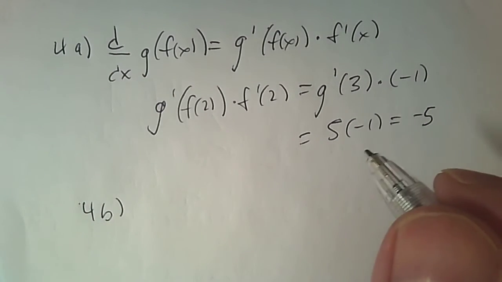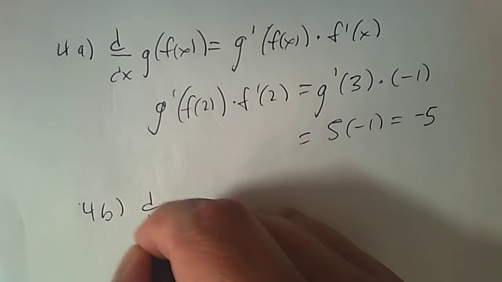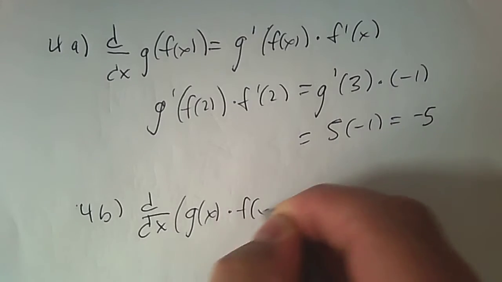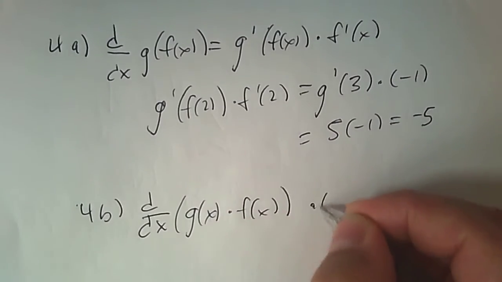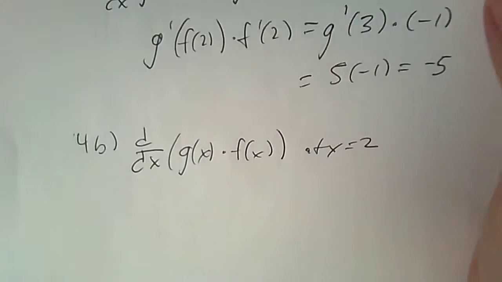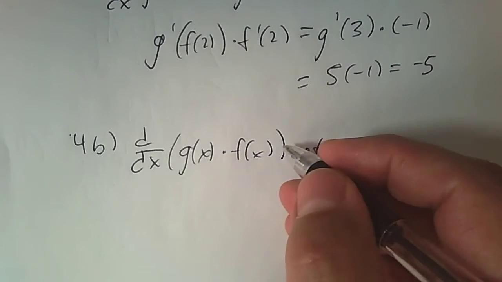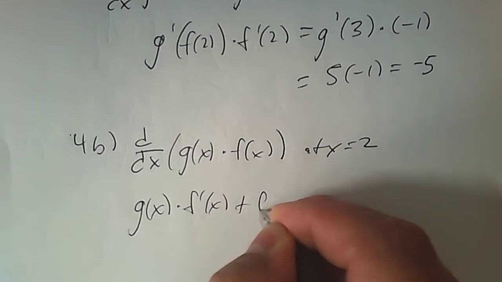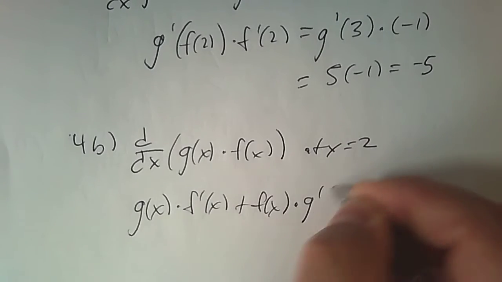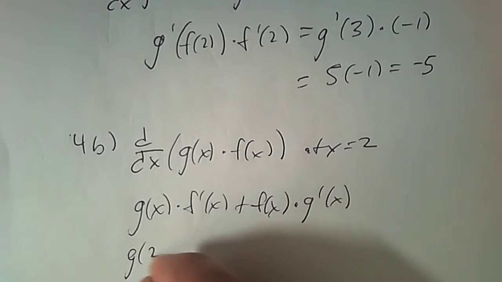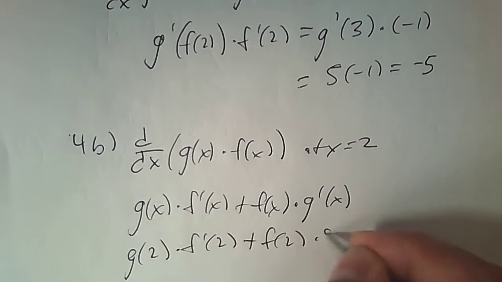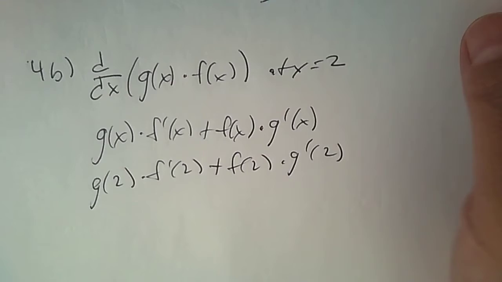4b. Here you're given a derivative, and do you know the rule to begin with? So g at x times f at x equals 2. For this one, this is obviously the product rule. What is the product rule? The first times the derivative of the second plus the second times the derivative of the first, and then you plug in 2 wherever there's an x. So follow the rule, plug in 2 wherever there's an x, and then read the chart.